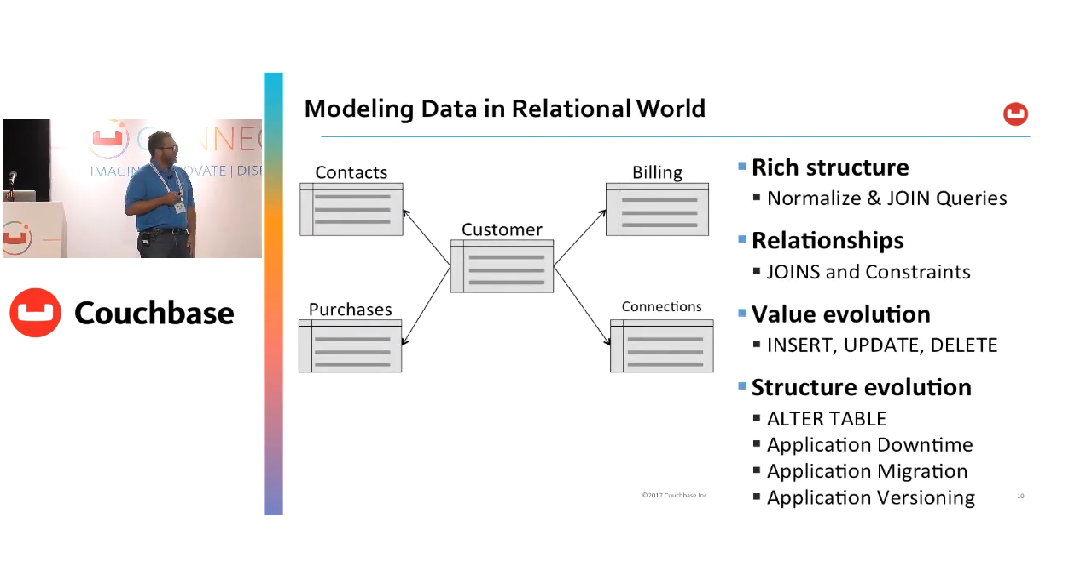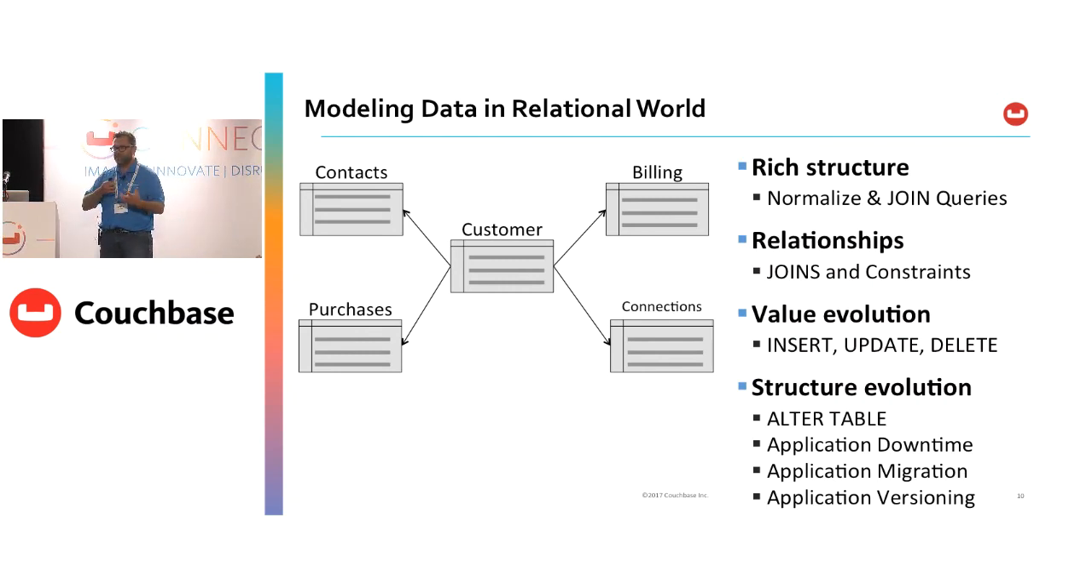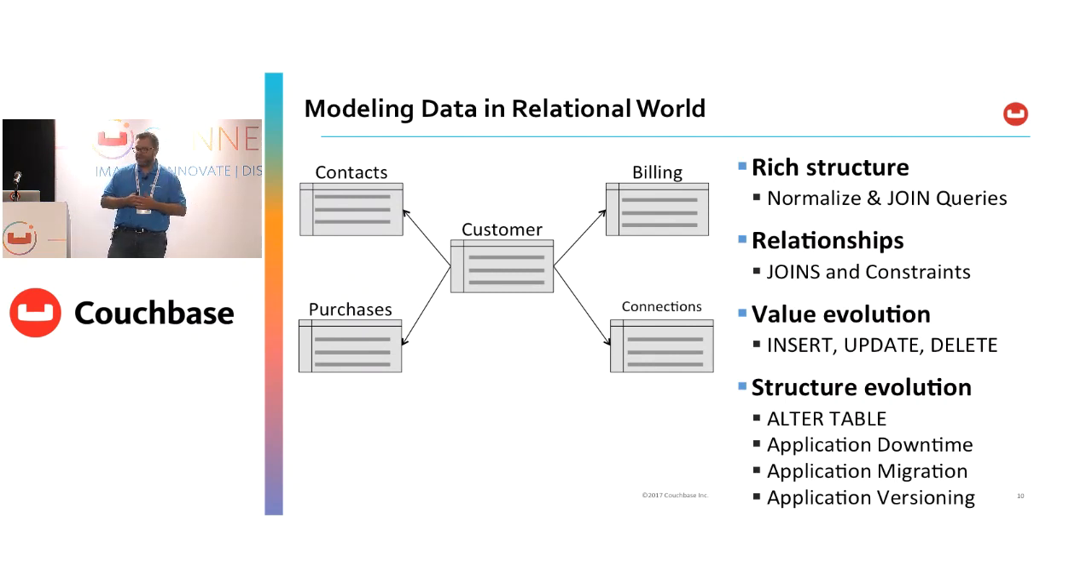So modeling that in the relational world looks kind of like this, right? I've got 5 tables here, a table for each of those main subject areas that I want to track. And then I've got foreign keys that link those together, right? So from a structure perspective, I can capture that rich structure, certainly with a relational model. I can normalize it. I can then use join queries to pull that back together. I can handle the relationships that I talked about through the joins and then through database constraints. Values, as data change, I can use my insert, update, delete statements to update that. And then as the structure changes, I can use the alter table statement to change the structure of my tables.